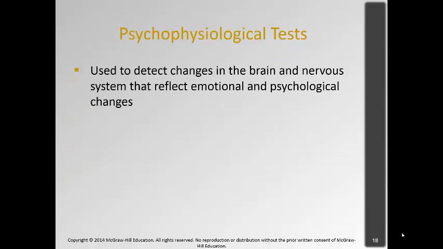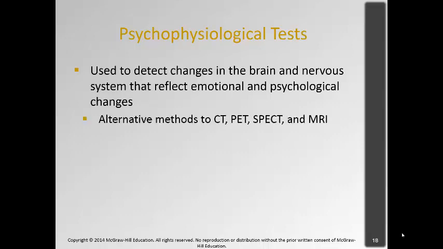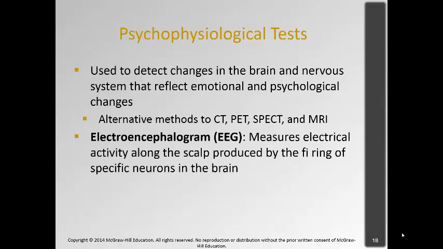Psychophysiological tests are used to detect changes in the brain and nervous system that reflect emotional and psychological changes. It's an alternative to the CT, PET, SPECT, and MRI. So one of these is the EEG. This is when you place electrodes on your head and you can measure the electrical activity and the firing of specific neurons in the brain, and you have different patterns depending on different ways of thinking and different reactions to different things.